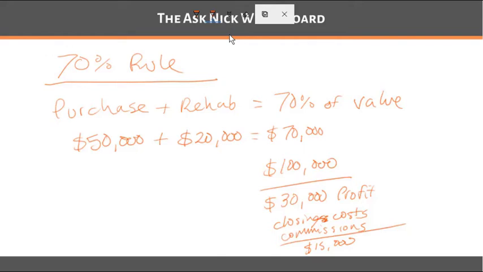It's to protect you so that you get your purchase price plus your renovation done for 70% of the value or less. You want this number to go down. This is kind of the ceiling. We don't want to go above 70% for the purchase price and the rehab combined. We want to leave at least a 30% buffer there that can be our profit that covers our closing costs, our commissions, and leaves us still with a profit. So the 70% rule is a good one for flippers.